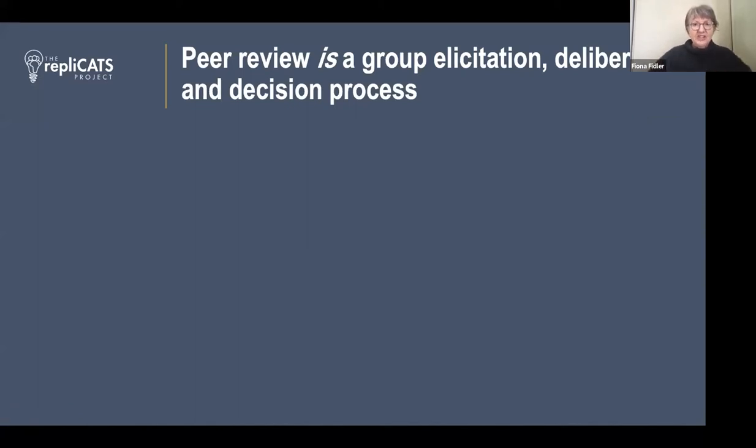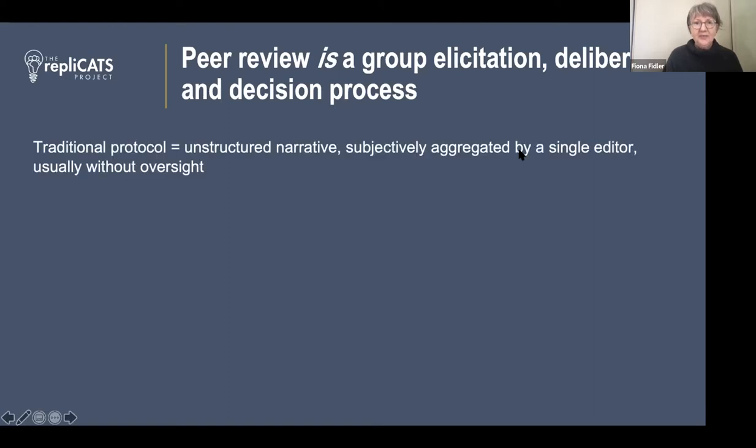So I just want to take this last minute now to talk about how we might use something like this structured elicitation protocol in peer review. If we think about it, peer review is essentially a group elicitation, deliberation, and decision exercise. And at the moment, our traditional peer review protocols elicit unstructured narratives that are often subjectively aggregated by a single editor, often without transparency or oversight.